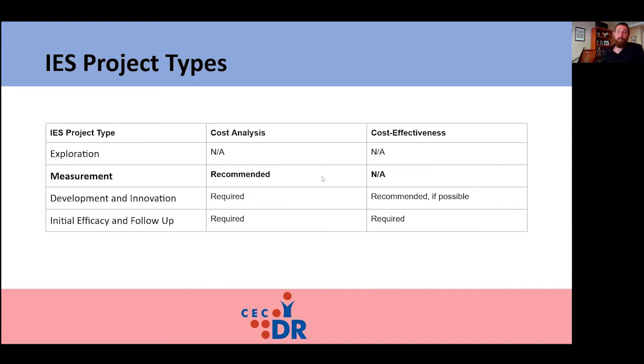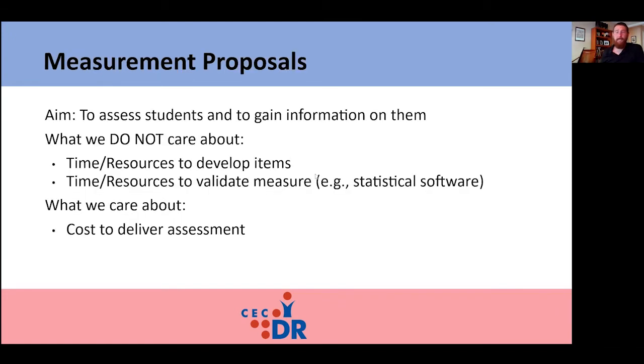So I'm going to give you an example of a measurement project that I worked on, that I conducted a cost analysis plan for. For each of those types of IES projects, there are different aims, right? For a measurement project, your aim is to assess students and to gain some sort of information on them. That's why you develop the measure.